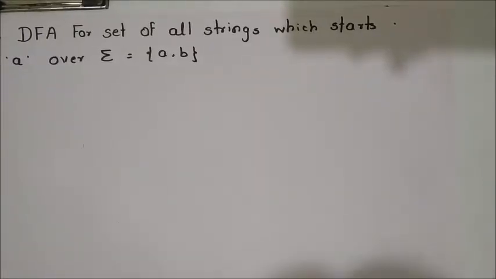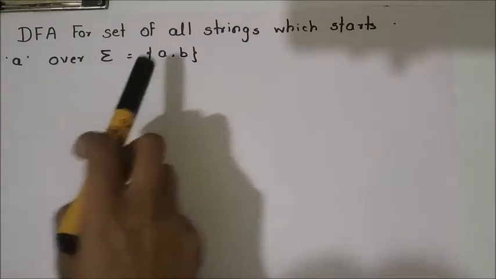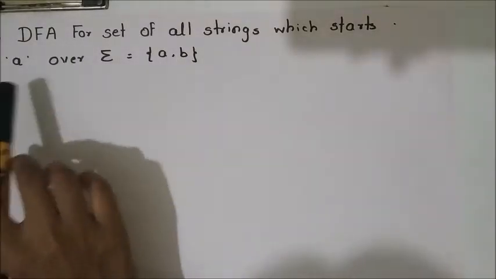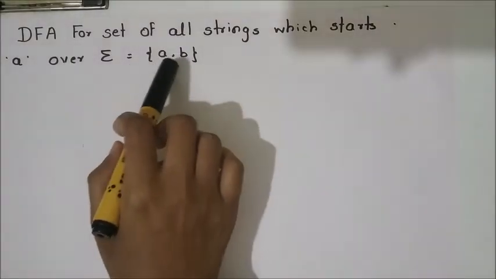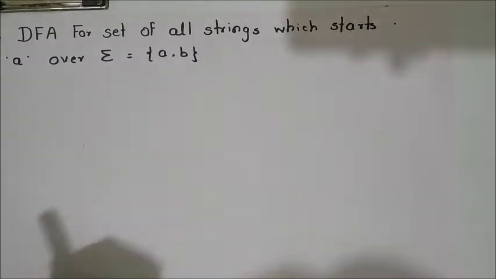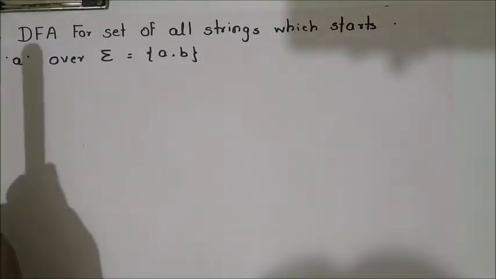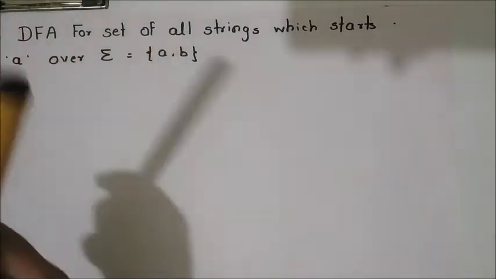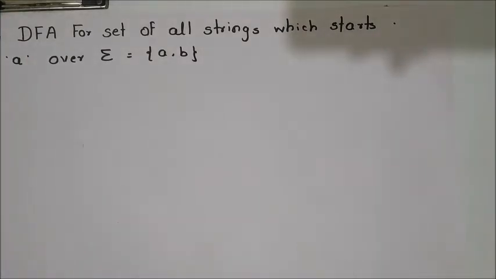The question given is: draw a DFA for the set of all strings which start with A over the input alphabet {A, B}. Whenever a question on DFA is given, first try to define the language. So let's define the language for this question.